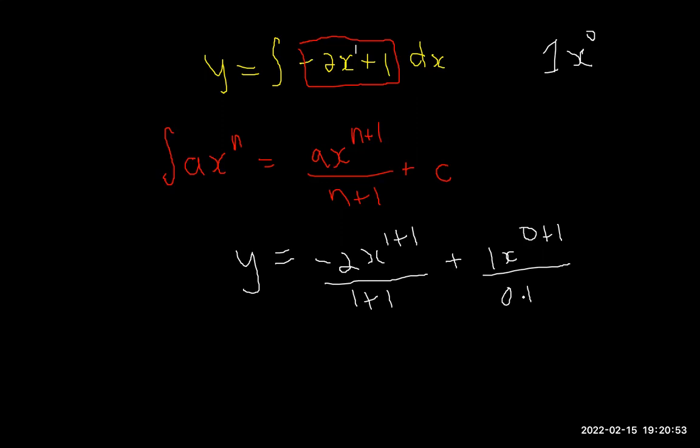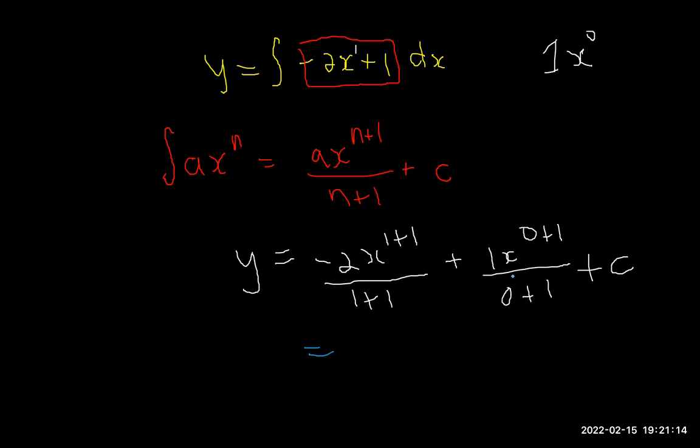So 0 plus 1. And because this is indefinite integration, how do I know it's indefinite integration? Because I don't have any limits. This is indefinite integration, so don't forget to put your arbitrary constant, plus c. And we went through why we needed to do that, right? This is nothing new.